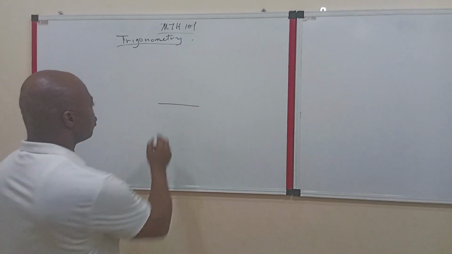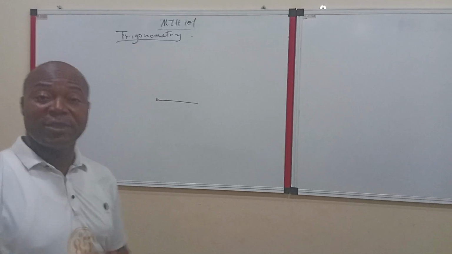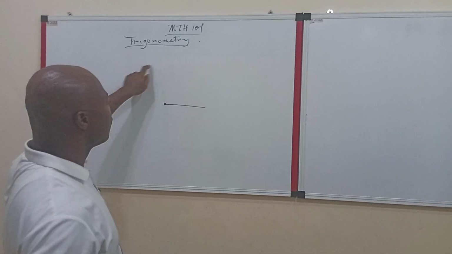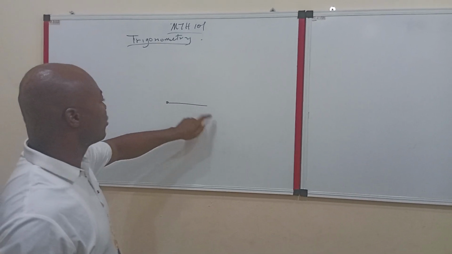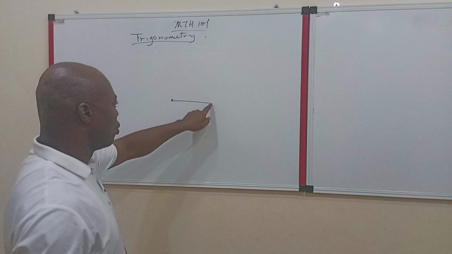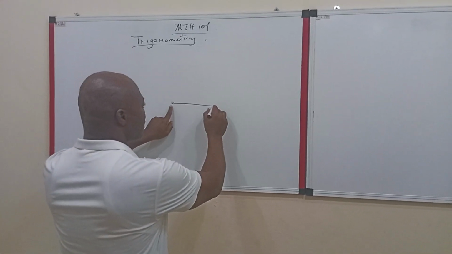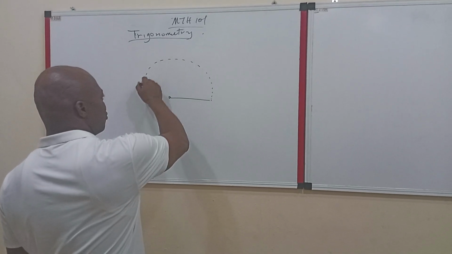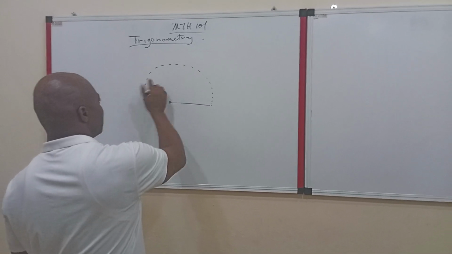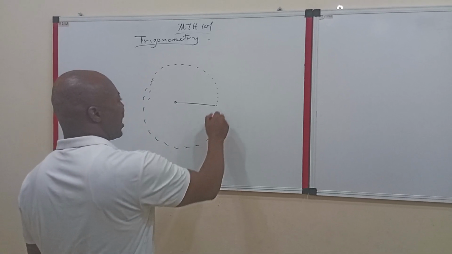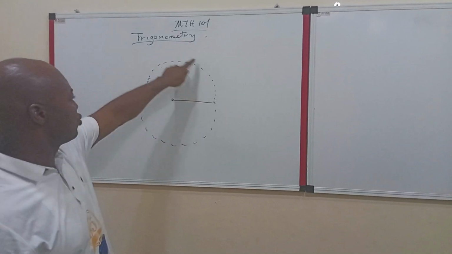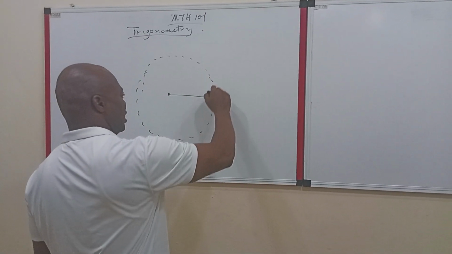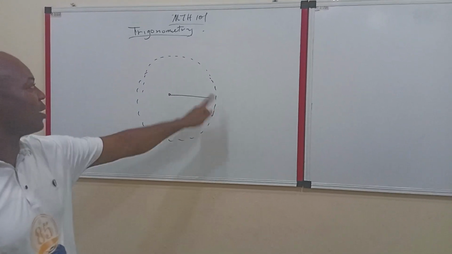If we consider a straight line where we assume that one of the edges is fixed, this is the origin, the starting point. If you allow this line to move round, if you sweep it round, it will go back to its starting point. You see that it has traced out a circle.